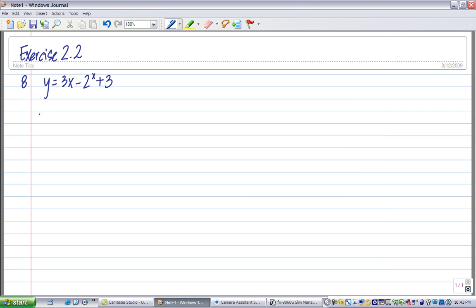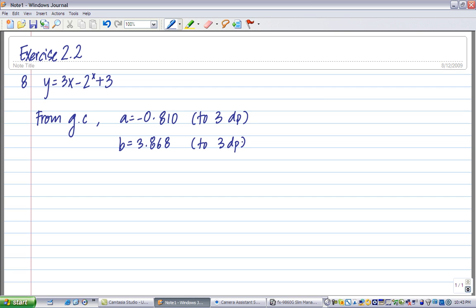So we can get it from GC straight away. From GC, we get A equals negative 0.810 to 3 decimal places, and B equals 3.87. Now be very careful that you make sure you round off to the correct number of decimal places and round off correctly. That's part 1 done.